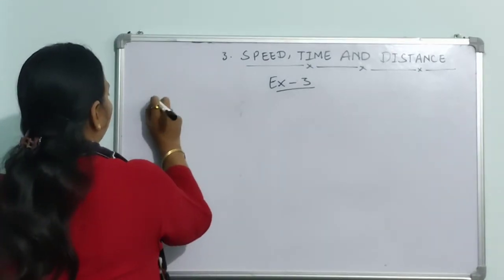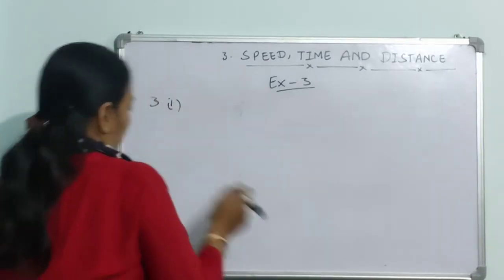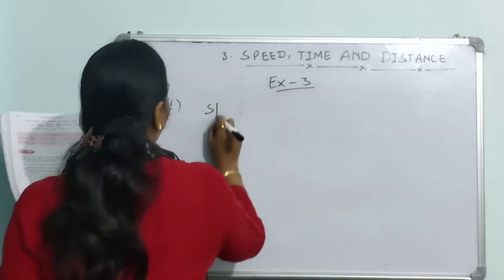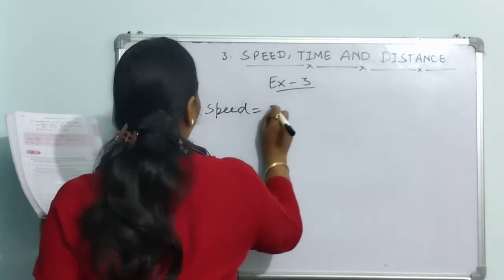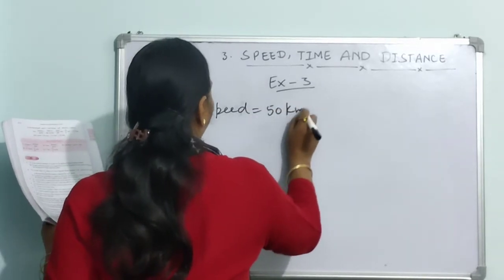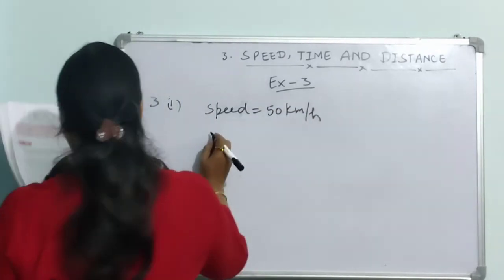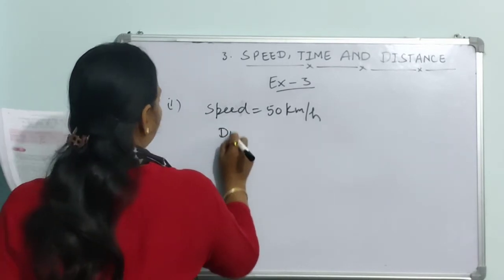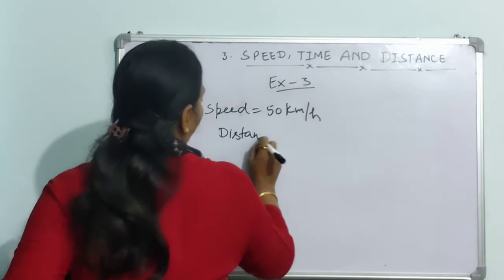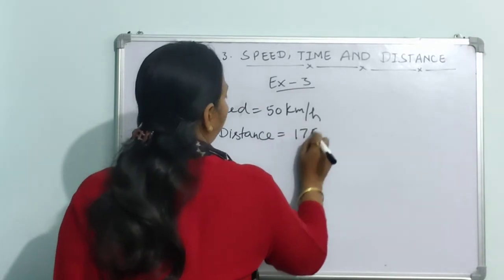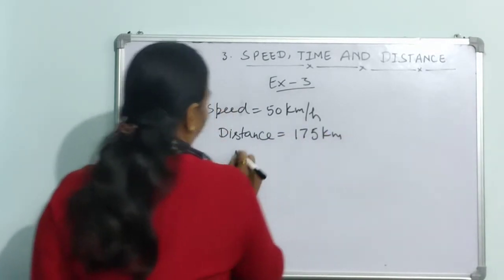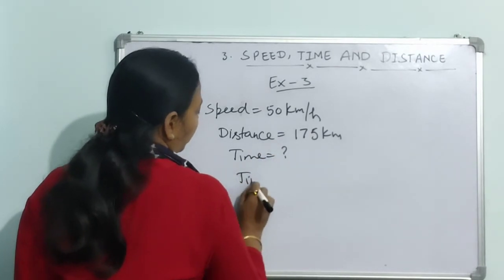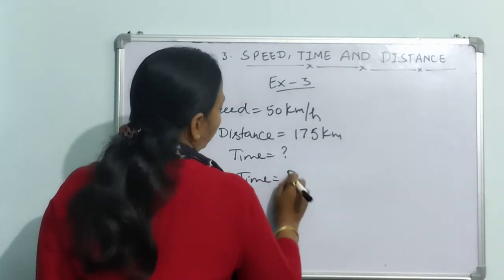Third, first one. So what is the speed given here? Speed is equal to 50 kilometer per hour and distance is equal to 175 kilometer. And what you have to calculate? Time, question mark. Formula for time is equal to distance upon speed.